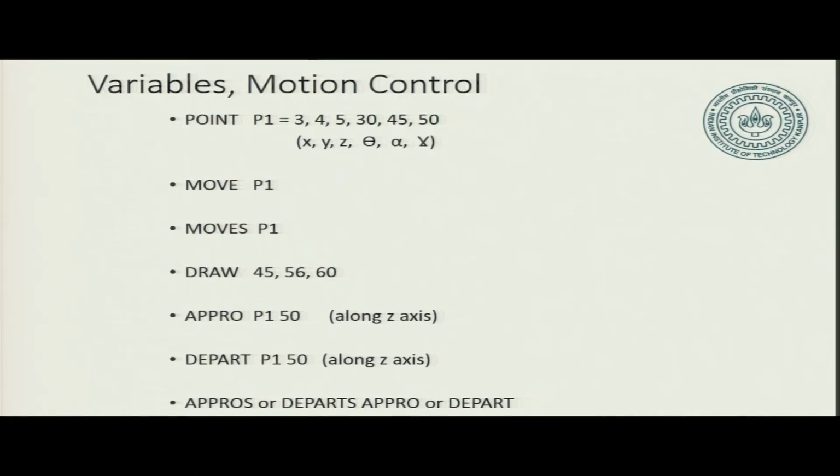Points are basically defined in space by giving the x, y, z and the 3 angles that the axis makes at that point. We define a point by giving a variable name. In this case it is P1, which says P1 is a point in space which has coordinates x, y, z, and the angles made are alpha, theta, alpha and gamma. Then we have move P1 and moves P1.